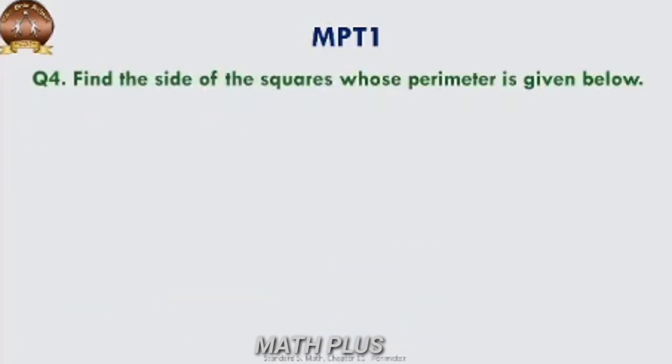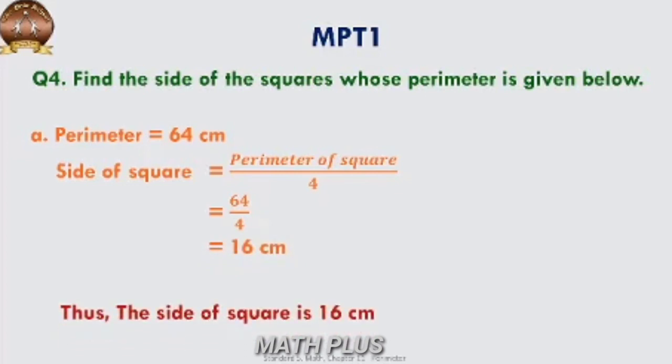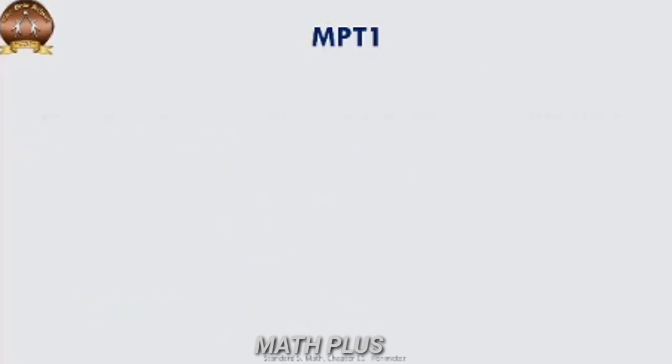Now we have another question. Find the side of the squares whose perimeter is given below. Remember I told you a formula that perimeter, if you divide by 4, you get the side of the square. Perimeter is 64 centimeter. It's a rule that we first write whatever is given. Then we write the formula that the side of the square is perimeter of the square divided by 4. 64 divided by 4, we get 16 centimeters as the side of the square. Thus we write the side of the square is 16 centimeters.